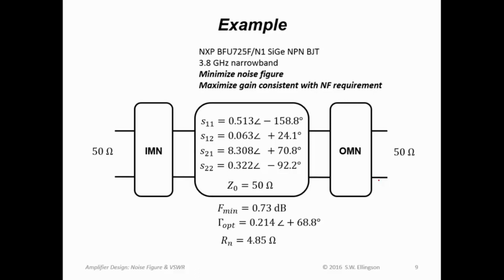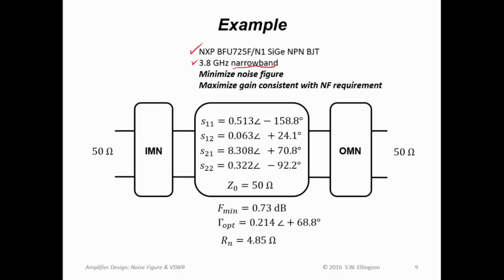So here's an example to show how this all ties together. This is an example that uses a real transistor, the NXP BFU725F/N1. That's a silicon germanium NPN bipolar transistor. In this case, we're going to use it at 3.8 gigahertz. So we want to do a narrowband design. That is a design that is optimized for one frequency only, at 3.8 gigahertz.